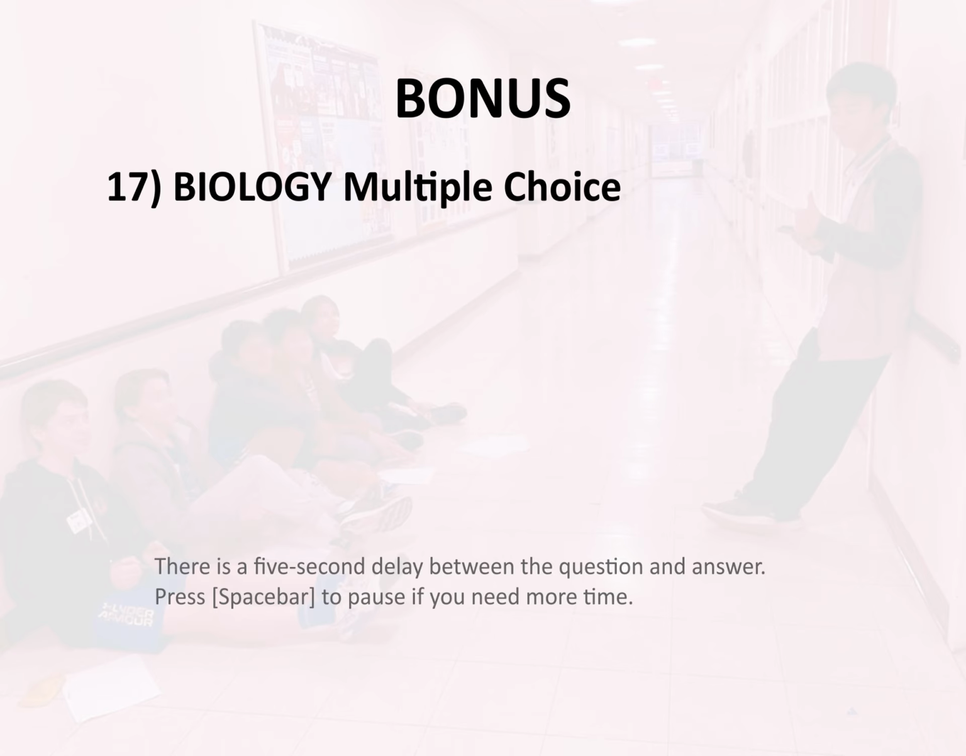Bonus 17. Biology. Multiple choice. Which of the following functions is least important in the open circulatory system of insects? W. Delivery of nutrients. X. Delivery of oxygen. Y. Circulation of immune cells. Z. Movement of signaling molecules.